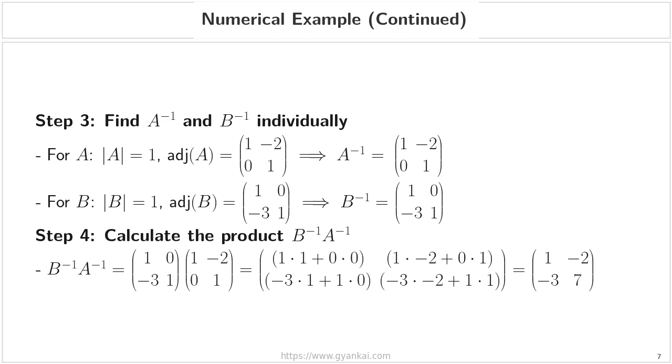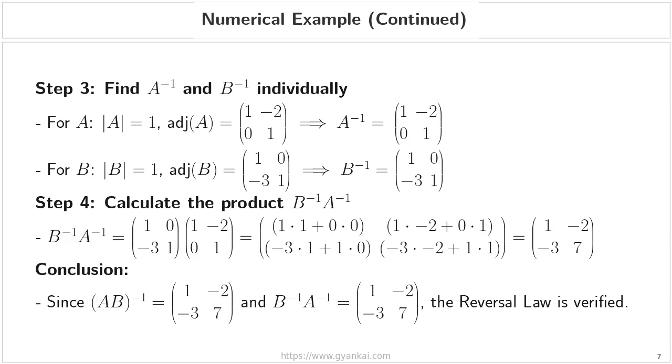When we perform the matrix multiplication, we multiply the rows by the columns. For the top left element, 1 times 1 plus 0 times 0 gives us 1. For the top right, 1 times -2 plus 0 times 1 gives us -2. Moving to the bottom row, -3 times 1 plus 1 times 0 gives us -3, and finally, -3 times -2 plus 1 times 1 gives us 7. This results in a final matrix of 1, -2, -3, and 7.